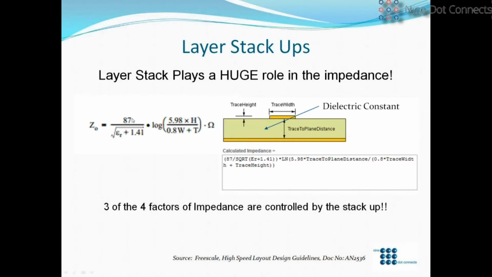And we've got to realize that the impedance plays a major role. As a matter of fact, most of the time, we already know the impedance. These are going to be like 50 ohms, or something like 100 ohms for a differential pair. So 3 of the 4 factors are something we've got to call up front.